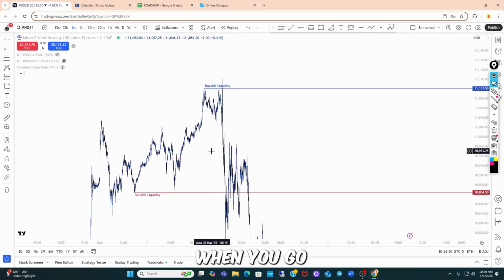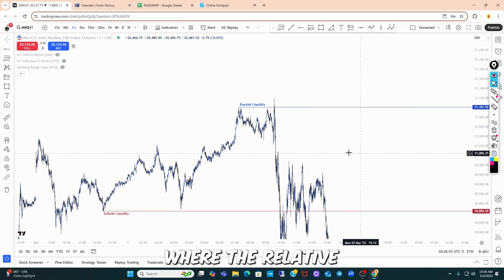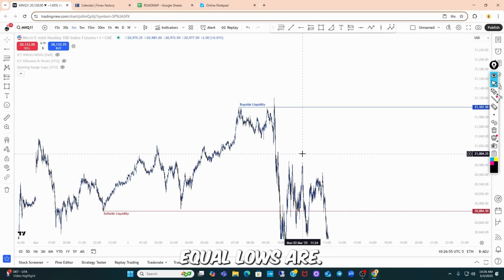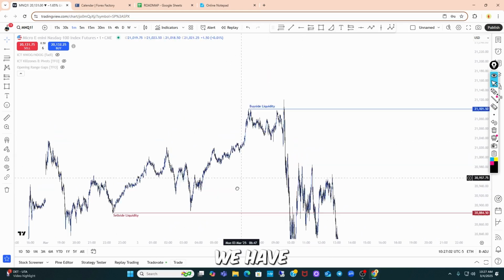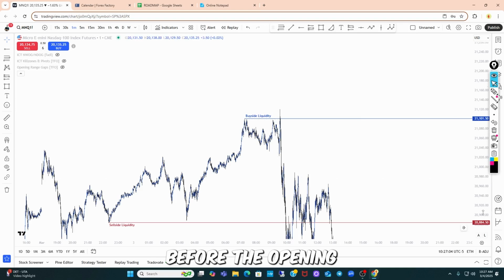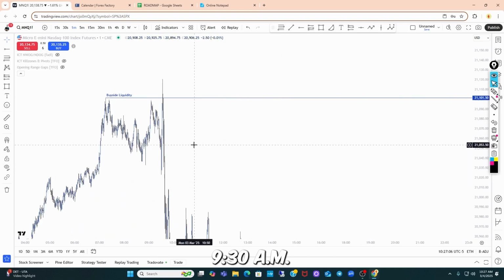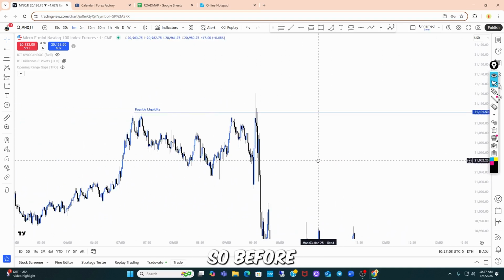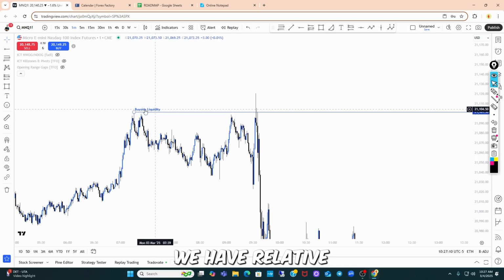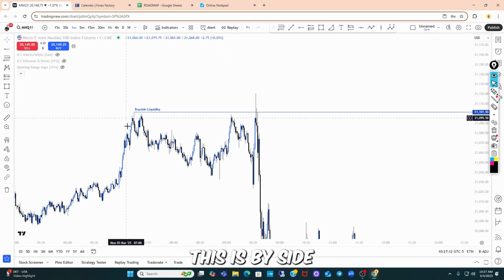So what I mean by that is when you go into your chart, identify where the relative equal highs and relative equal lows are. And also I'm looking at where the London and Asian lows and highs are as well. So here you can see we have relative equal highs before the opening, which is at 9:30 a.m. Eastern time. So before the open, here we have relative equal highs. To me, this is buy side liquidity.